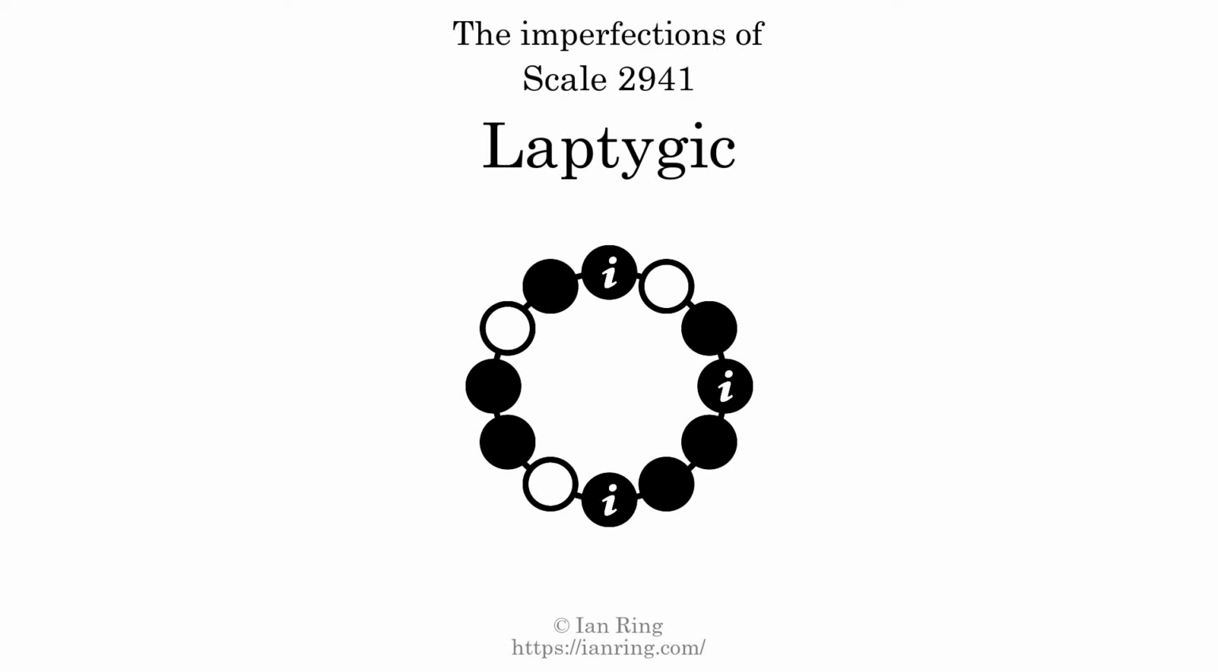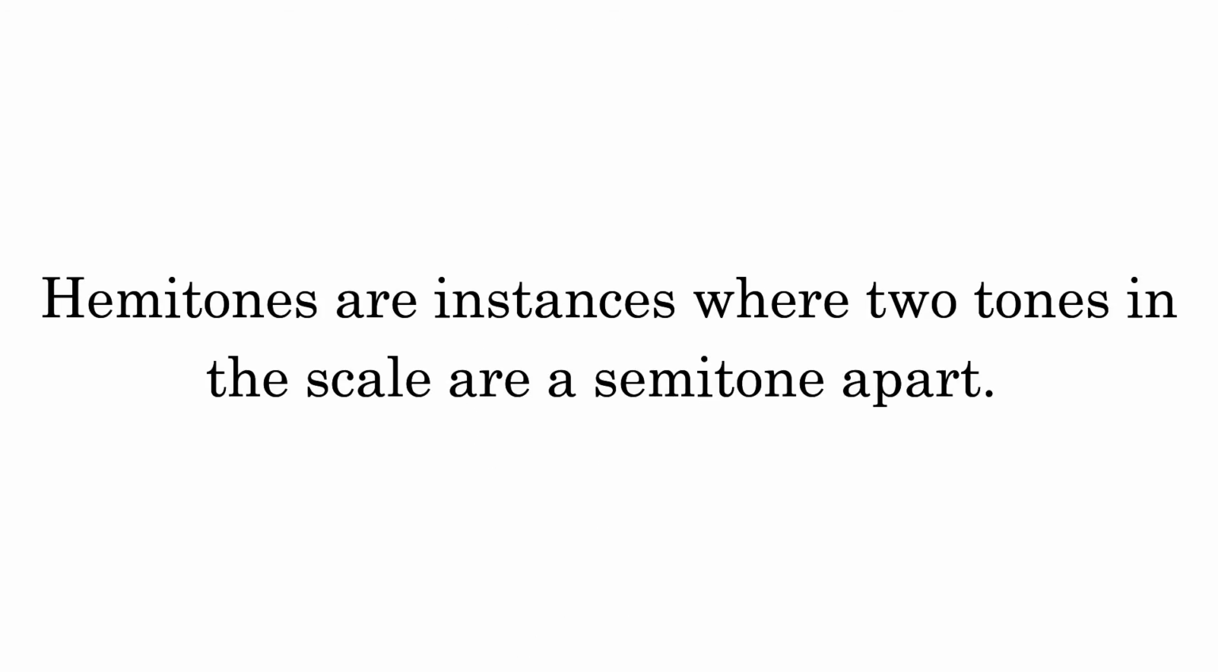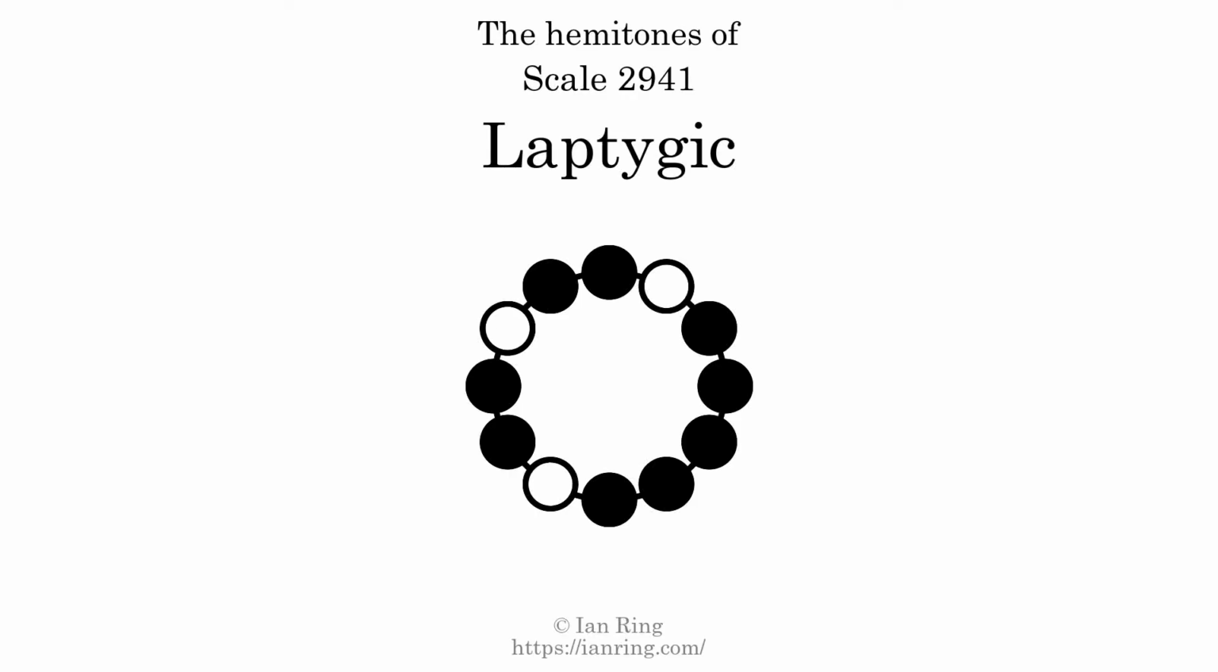They are at positions here, here, and here. Hemitones are instances where 2 tones in the scale are a semitone apart. This scale has 6 hemitones. They are at positions here, here, here, here, here, and here.